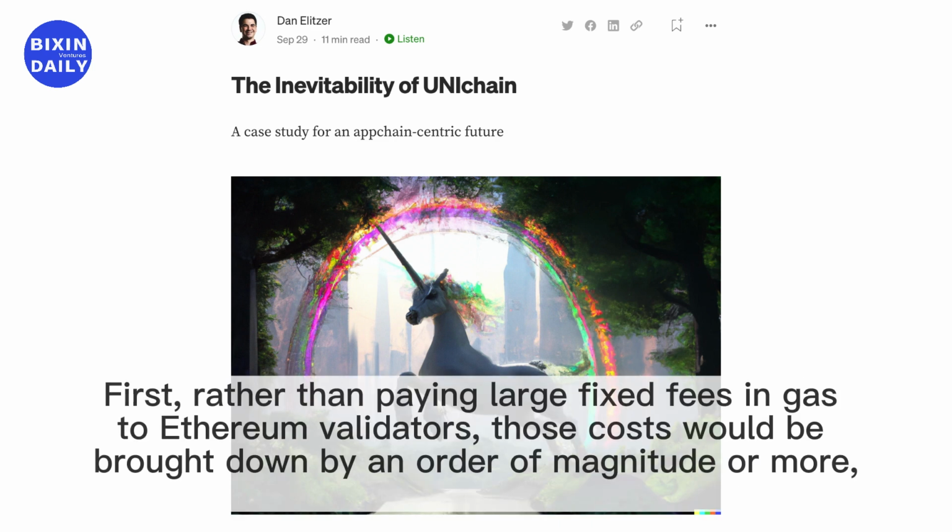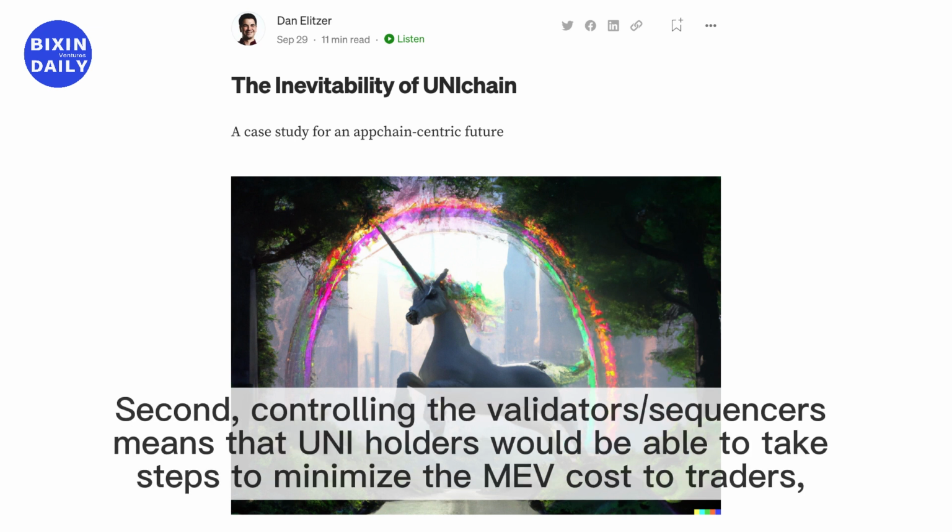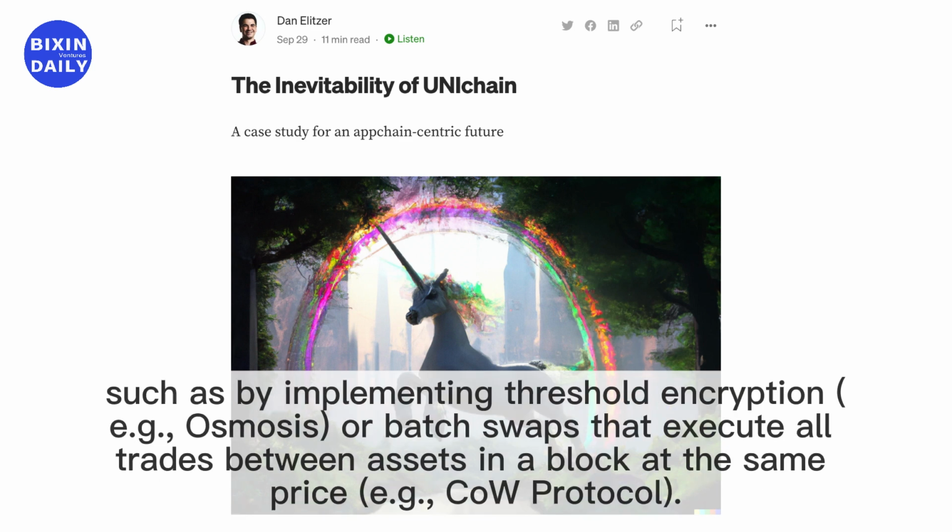First, rather than paying large fixed fees in gas to Ethereum validators, those costs will be brought down by an order of magnitude or more, immediately making trades, especially smaller ones, much less expensive and therefore the overall exchange more efficient. Second, controlling the validators and sequencers means that the Uni holders will be able to take steps to minimize the MEV cost to traders, such as by implementing threshold encryption, or batch swaps that execute all trades between assets in a block at the same price.